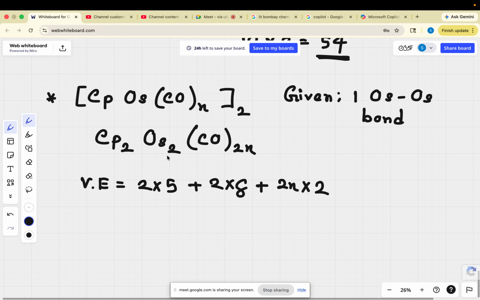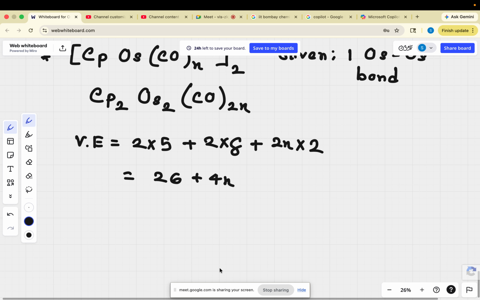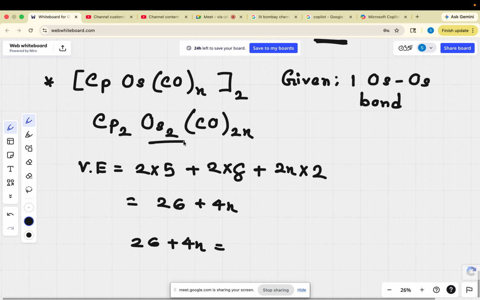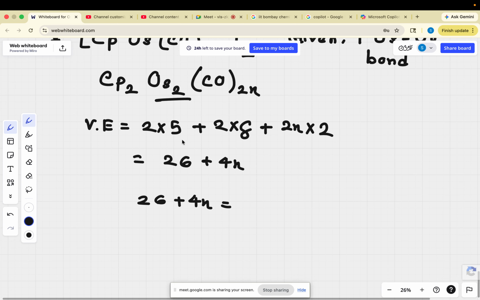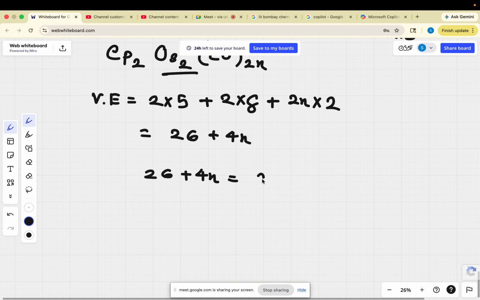Okay, how many metals do you have? You have 2 metals. So first of all check what you are getting. 10 from here and 16 from here, so 26 plus 4x. Now this value will be equal to what? It will be equal to the number of metal centers, 2 metal centers. If both the metal centers are following the 18 electron rule, it will be 2 into 18. So basically 26 plus 4x is equal to what?